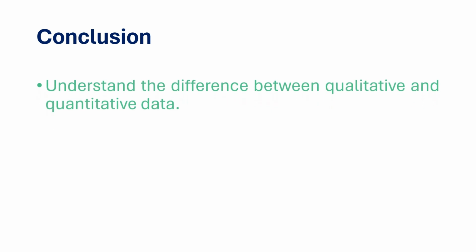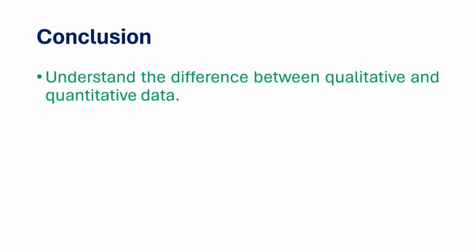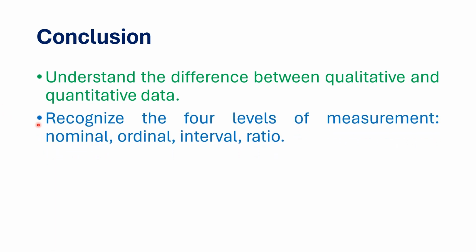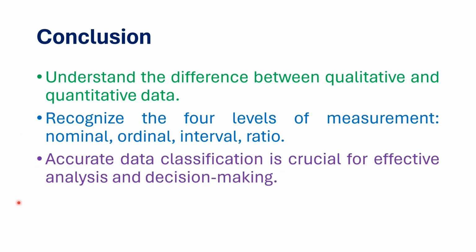To conclude, we've covered the essentials of qualitative and quantitative data and the levels of measurement: nominal, ordinal, interval, and ratio. Each type and level of data has its own characteristics and appropriate methods for analysis. Understanding these concepts is fundamental for anyone working with data, ensuring accurate interpretation, analysis, and decision-making. We encourage you to delve deeper into these topics and apply this knowledge in your own work or studies.